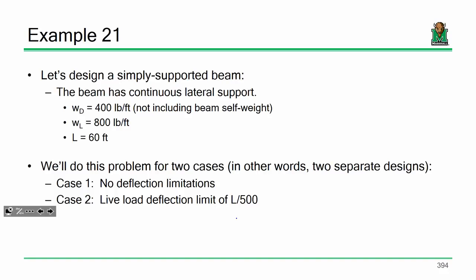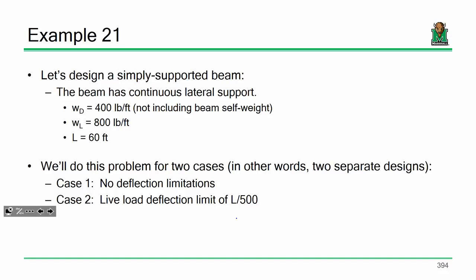The beam has continuous lateral support, so we don't have to worry about beam buckling. We'll worry about that later. It has 400 pounds per foot of dead load, not including the beam self-weight, so we're going to have to assume a value. And then we have a live load of 800 pounds per foot. Now, this is a really long beam. This is a 60-foot long beam.